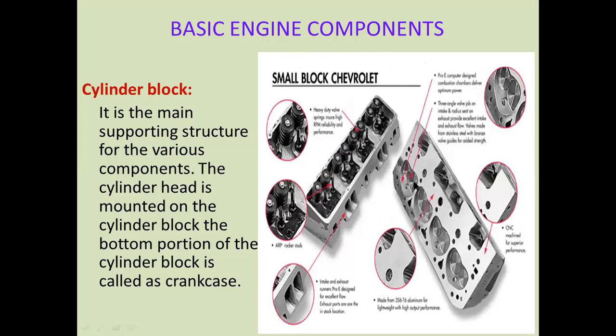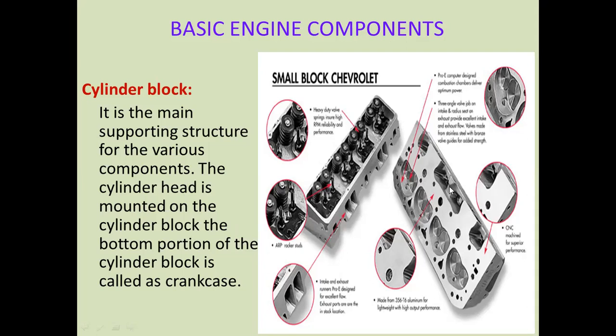The first one is the cylinder block. In the cylinder block we can accommodate the crankcase, connecting rod, piston, piston rings and cylinder liners. These are all important components accommodated in this cylinder block. In the cylinder block there will be holes. These holes represent the cooling water jacket, through which coolant is circulated.